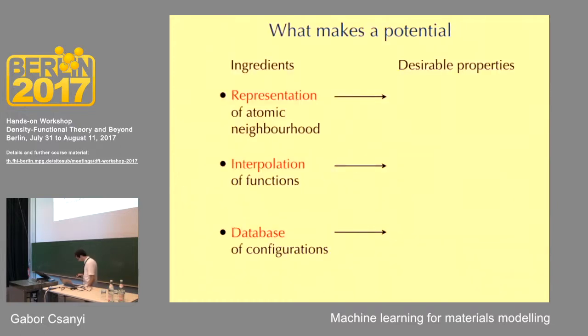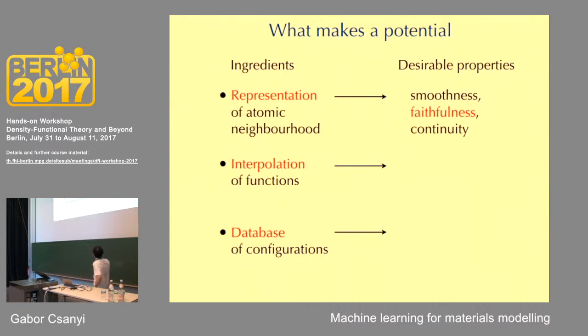So here are the ingredients of a potential, and I've alluded to this before. There's a representation of the atomic neighborhood. I want the energy of an atom. I want to write the total energy as a sum of atomic energies. That's what will give me the speed and parallelizability. But how do I represent the neighborhood of an atom? How do I interpolate functions in that representation? And finally, what database do I take to which I can fit the free parameters?